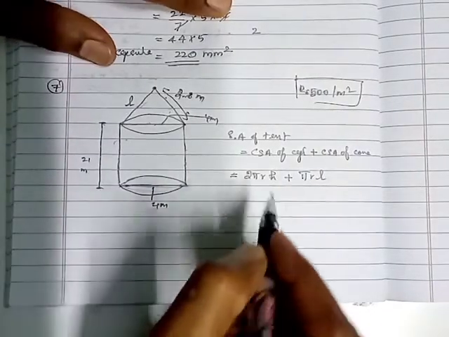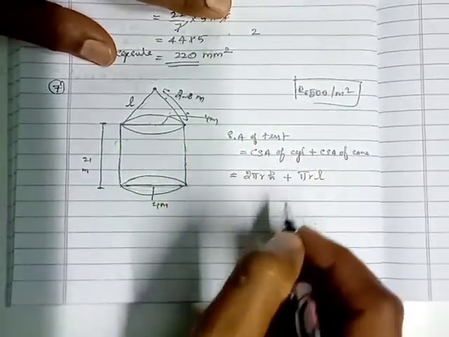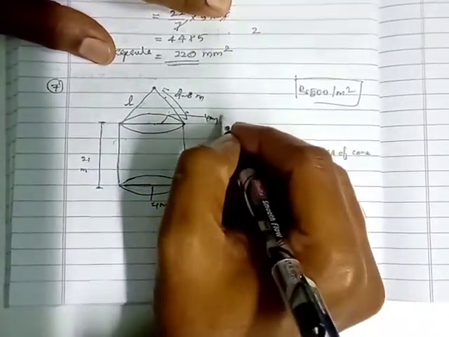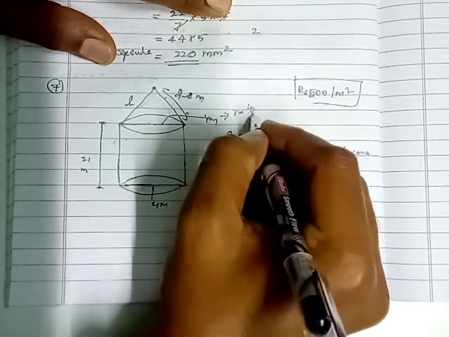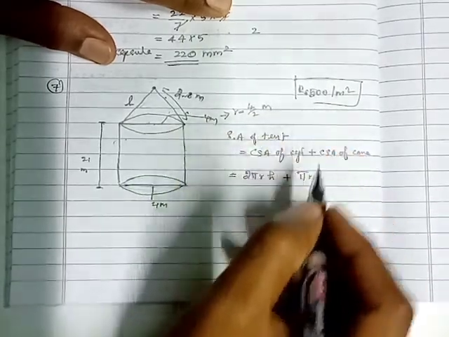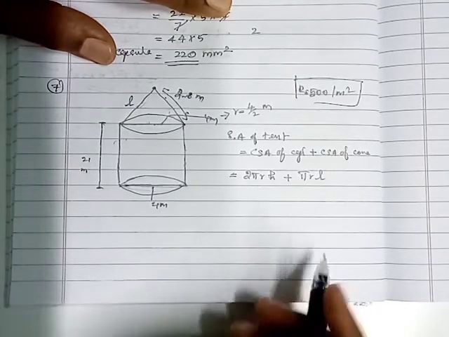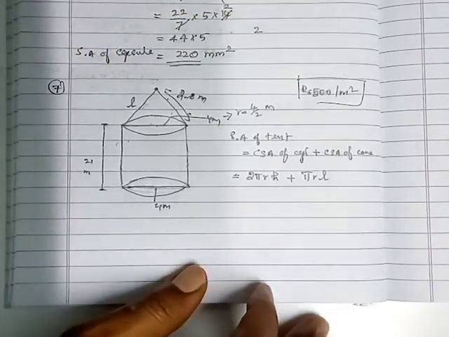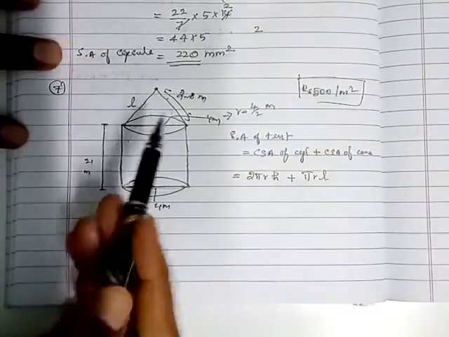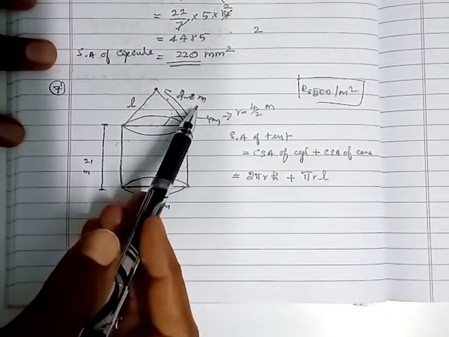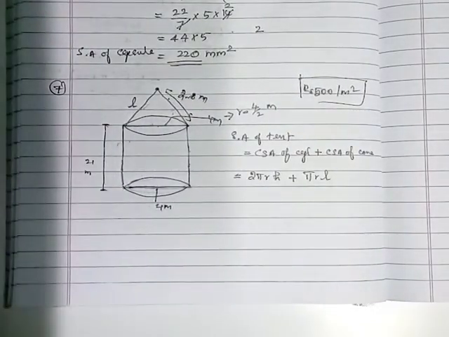Now we need the radius, no? So diameter is 4, hence radius is 4/2 meter. Every time when you read the question, you should take notice of the units, whether all the units are in the same measure or not.